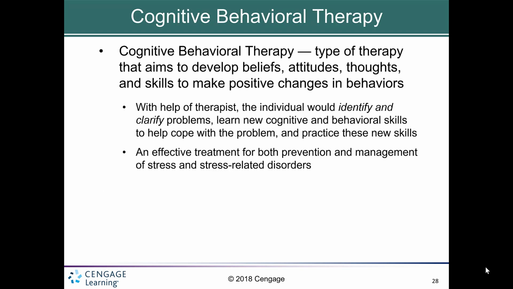So, cognitive behavioral therapy, CBT, is very popular with clinicians and counselors alike. CBT is the simplest and easiest to use of all psychological interventions, and it's very useful in managing stress. It aims to develop beliefs, attitudes, thoughts, and skills to make positive changes in behavior. CBT assumes that thoughts and feelings are the basis of behavior. So CBT begins with changing attitudes. CBT focuses on modifying environment and contingencies and building skills to change observable behavior.